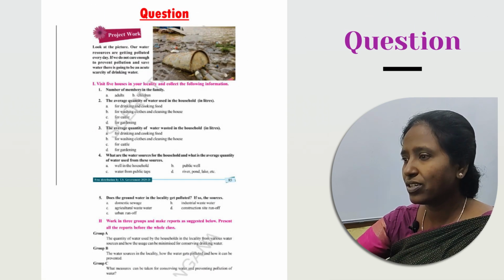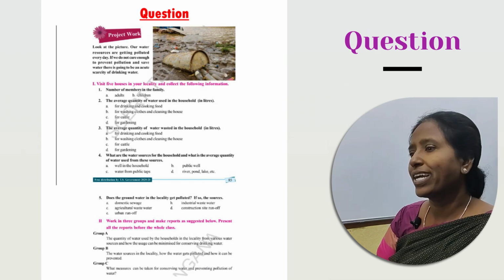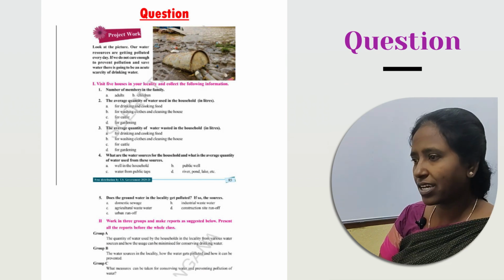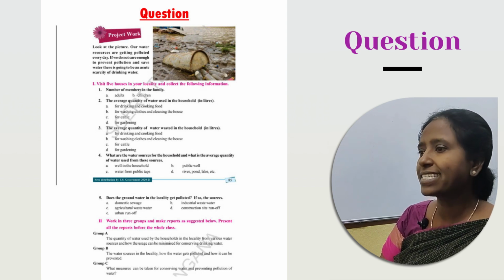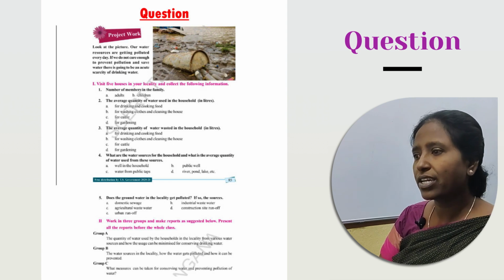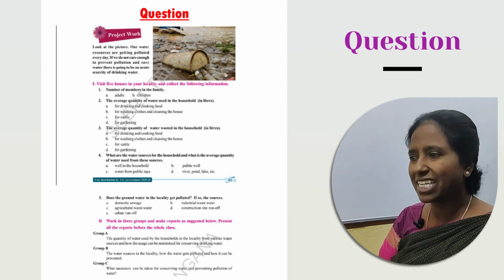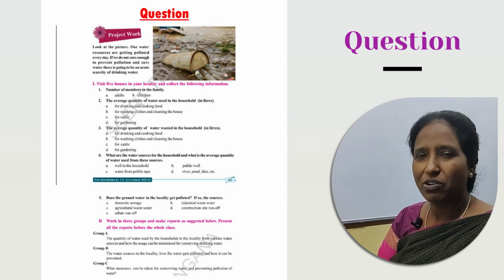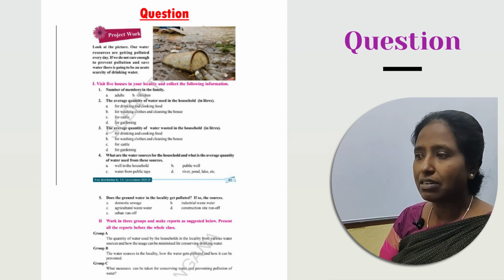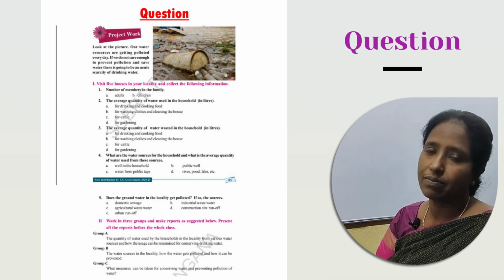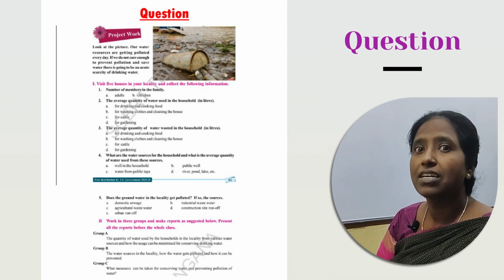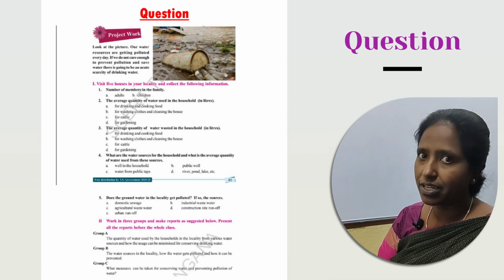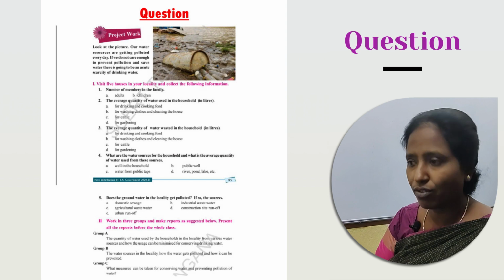The question here, you have a picture. Look at the picture. Our water resources are getting polluted every day. If we do not care enough to prevent pollution and save water, there is going to be an acute scarcity of water. So you can see in the picture there is a lot of pollution: so many plastic bottles, drums, polythene covers, and the water is also very dirty. If we don't prevent pollution, we are going to get a scarcity, meaning no availability of water. That's called scarcity, that is little availability of water.